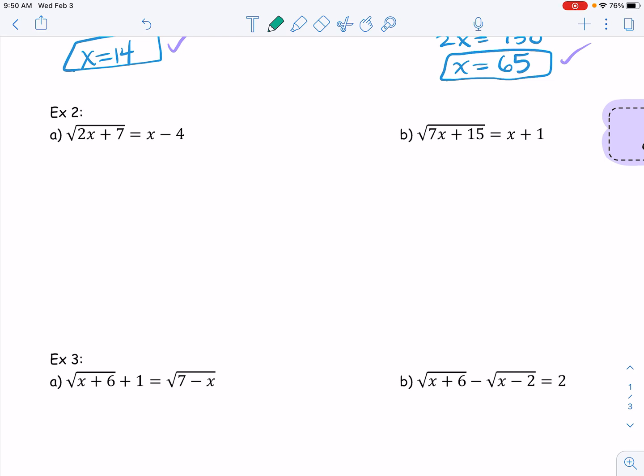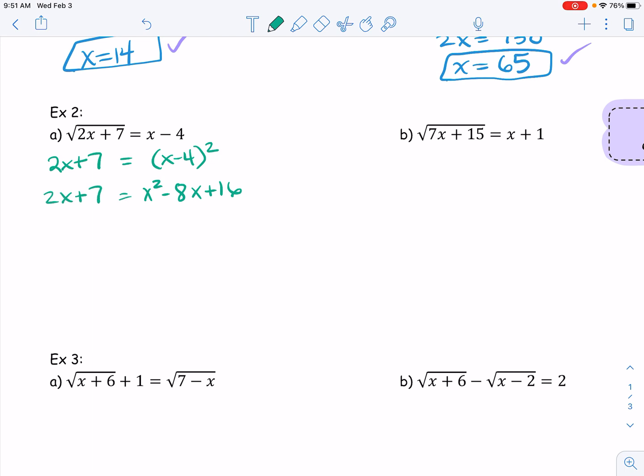In a, my square root is already isolated. So how do I get to the x on the left-hand side? Well, I would need to square that square root. Squaring the left-hand side just gives me 2x plus 7. Squaring the right-hand side gives me x minus 4 squared. We should know by now that that is not x squared plus 16. That is x squared minus 8x plus 16.